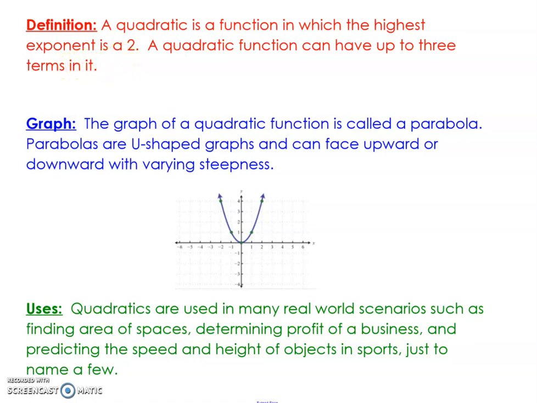So when you have an exponent of 1, that's a linear function, and we looked at those before. Now when your exponent is a 2, that is called a quadratic, and it can have up to 3 terms in it. When you graph a quadratic, the graph looks like this. This is a parabola. It's a U shape, and that U shape can either face upward or downward, and it can have different steepnesses.